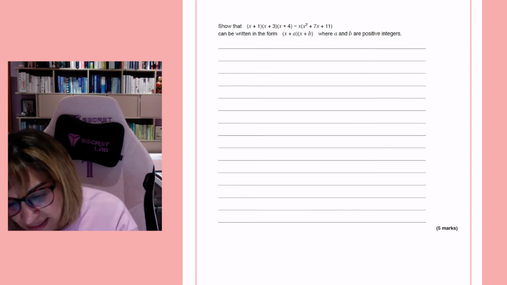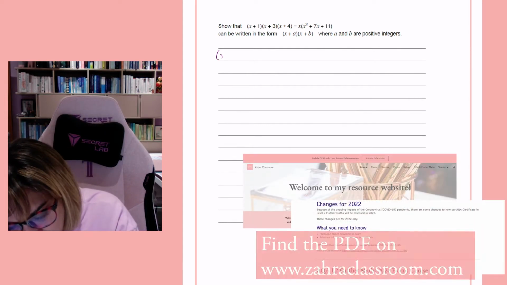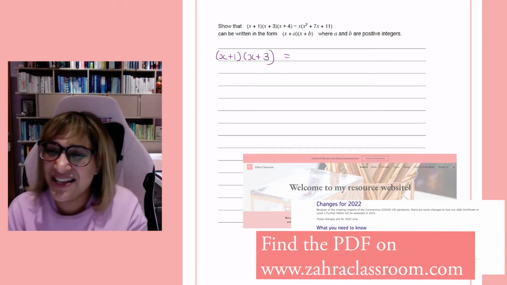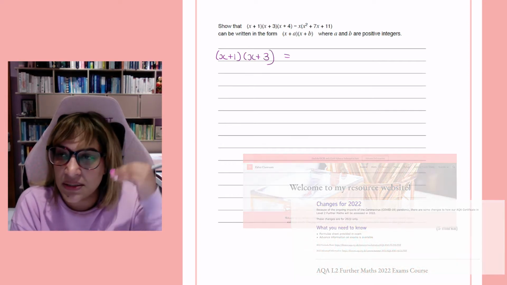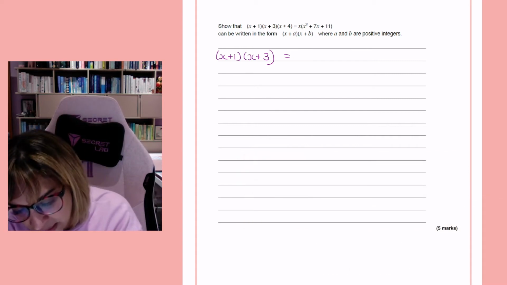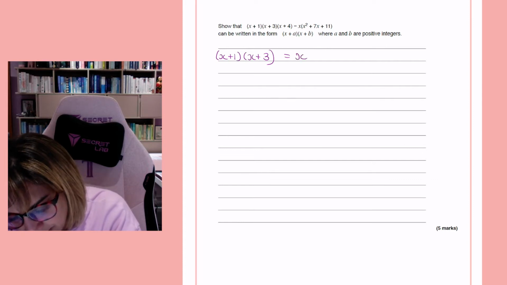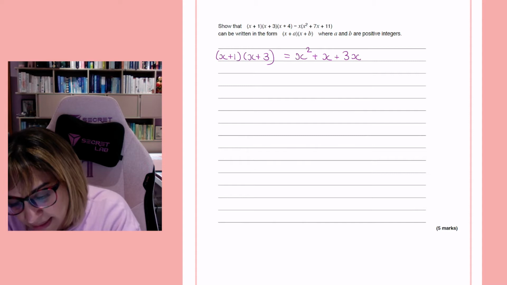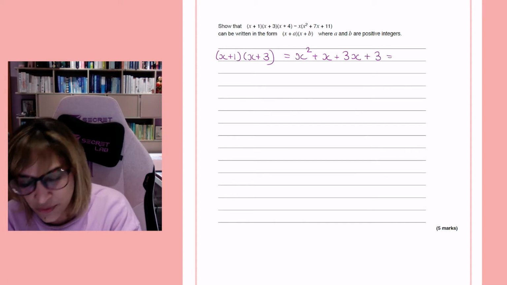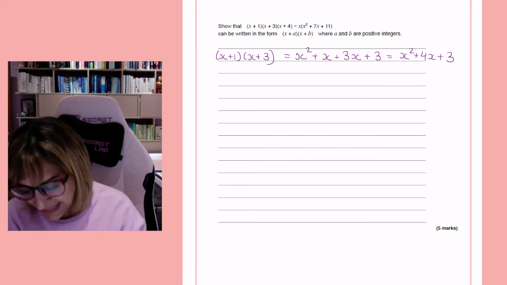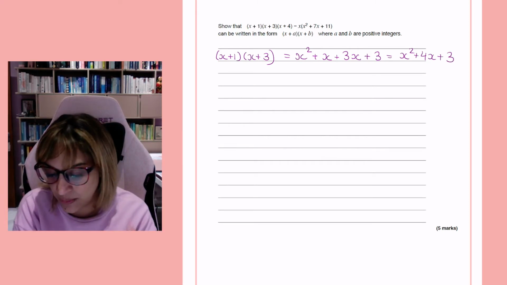So let's take the first two terms. I'd always suggest you make your working super clear, in case you make a mistake, because you're getting marks each time you're multiplying out. So if I take these, I've got x times x, so I've got x squared plus x plus 3x plus 3. Altogether, I've got x squared plus 4x plus 3. And out of the 5 marks, that's essentially 1 mark.